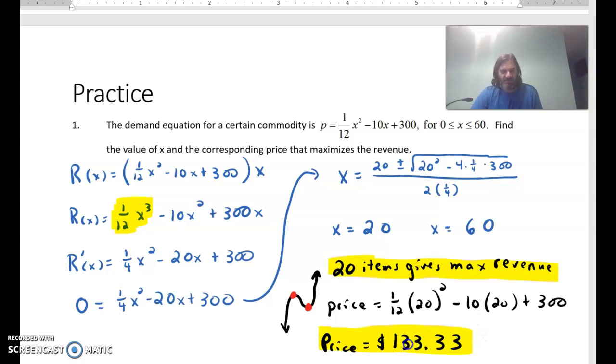And if I wanted to figure out the actual max revenue, I could just multiply those or bring that 20 back to my revenue equation.